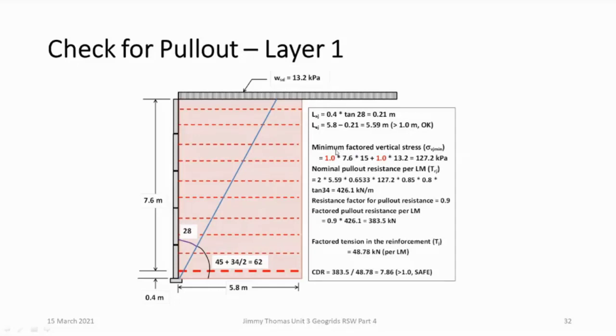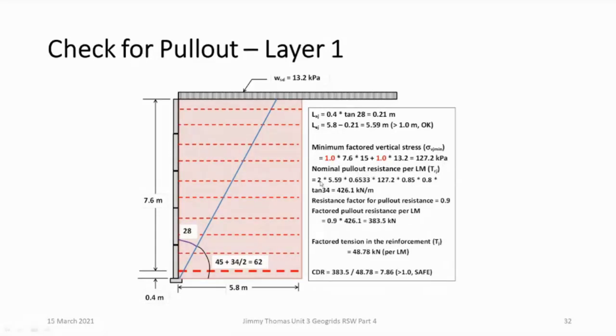Then we calculate the minimum. Again, for pullout also, when we have more vertical stress we'll have more resistance, but we want to find out the minimum resistance, the most critical case. So again, we'll have to take the minimum vertical stress. So the load factor will be 1 for this. So 7.6 height above that level into unit weight, plus we can take the dead load surcharge. But live load surcharge we are ignoring. That is the usual practice. So we get this vertical stress.